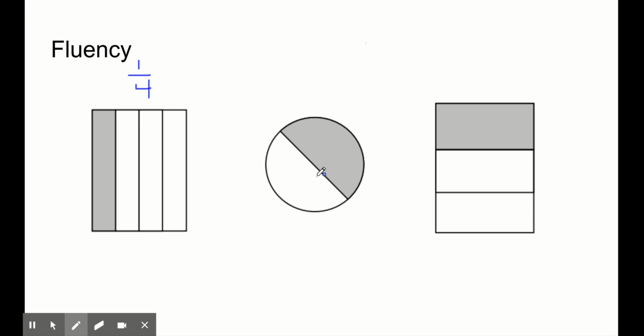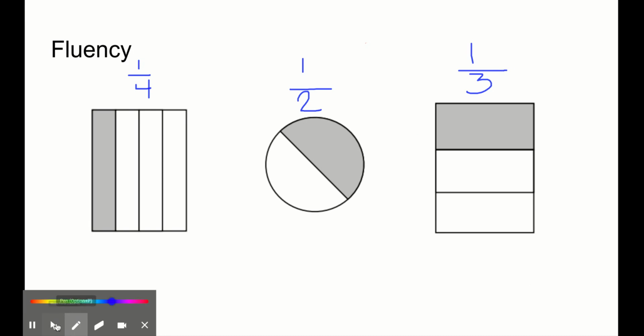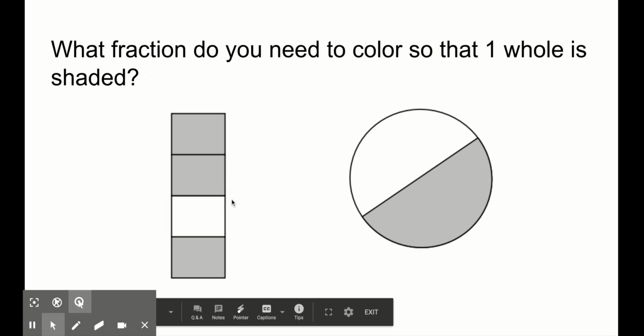What about this shape? How many parts is it divided into? It's divided into 2 parts. And there's only 1 part shaded, so it's 1/2. What about this shape? What is this rectangle divided into? It's divided into 1, 2, 3 parts. So the part that's shaded is 1/3. Good work. Let's move on.